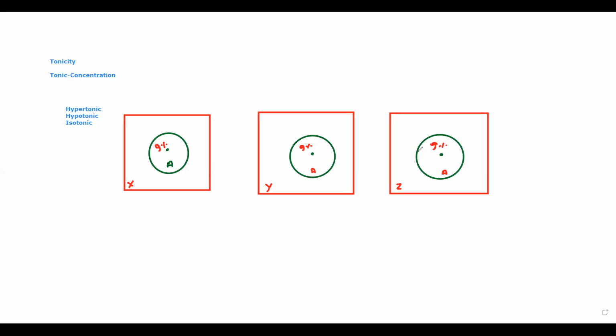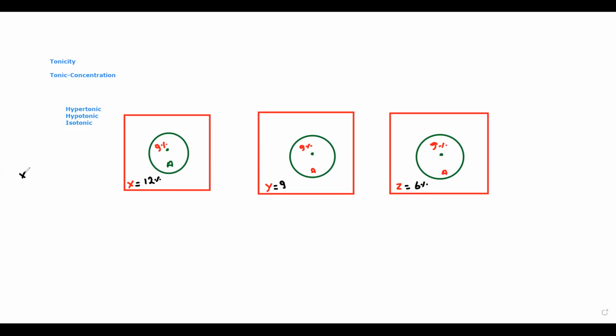So the cytoplasmic concentration is what? 9%. And if I keep a cell in a medium whose concentration is different, for example, X has a solute concentration of 12, Y has a 9, Z has 5 or 6. So these all are what? Solute concentration.